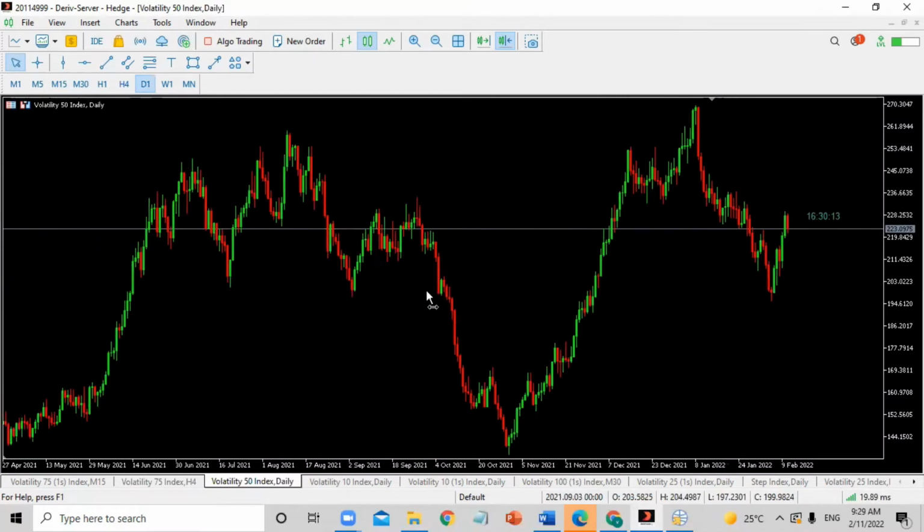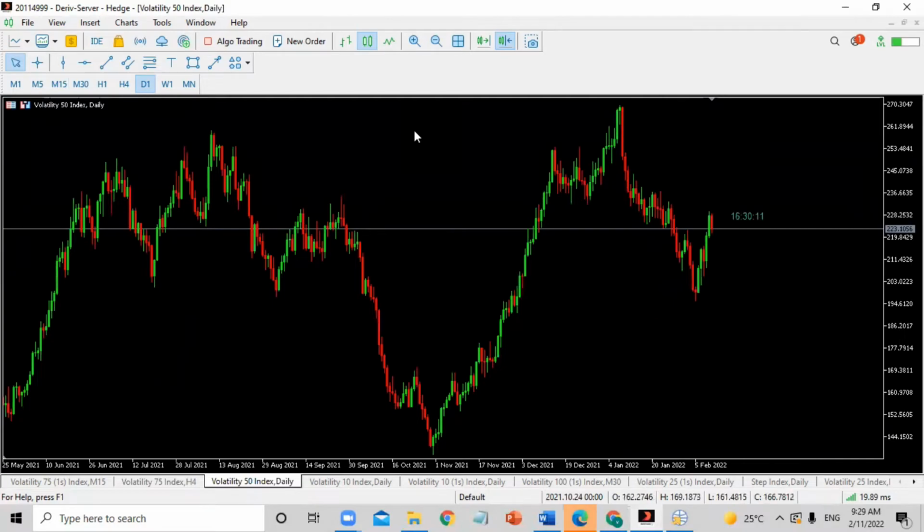Let's see if we can find something. Okay, fine. So this is the volatility 50 daily chart. So that's enough for us to assess the market structure. I can see this order block right here, this daily order block. Okay, so we know that the market is meant to sell in here. But where is the question, sir? You know what I mean?